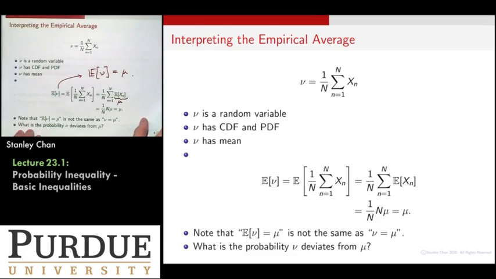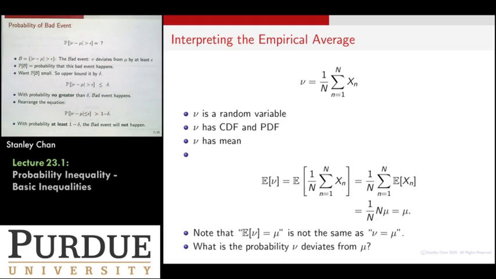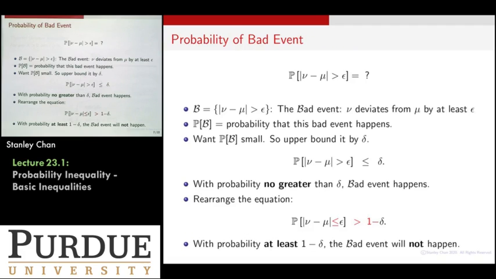So the question that we want to ask here is, what is the probability that your nu is going to deviate from mu? If we can analyze that, then we are in pretty good shape, because then we can quantify for how many samples I will guarantee you to have a certain tolerance. So what is the probability that we want to analyze?